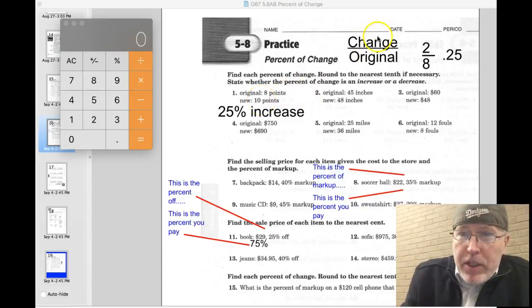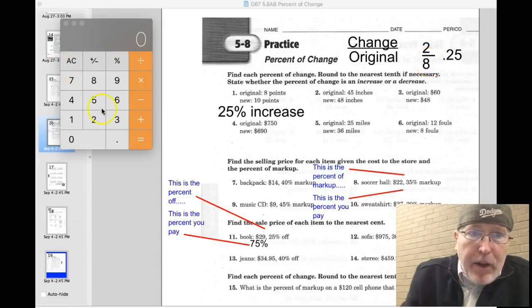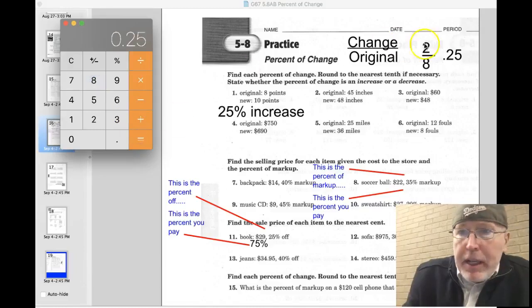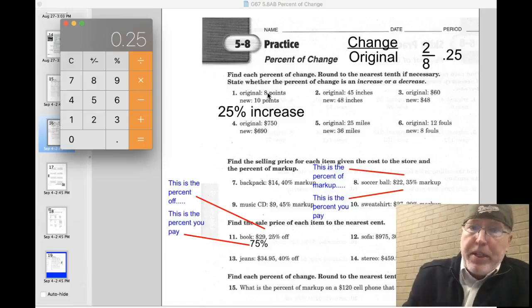The thing to remember on this is you put the change over the original and make a fraction. So if I take 10 points minus 8 points, I have 2 points. I put that over the original, and you get 2 divided by 8. Now you could pop that in a calculator or do it in your head. 2 divided by 8, you're going to get 0.25 here. And then to make that into a percent, multiply it by 100. You see that it's 25%. And it is an increase because it went from 8 points to 10 points. If it went from 10 points to 8 points, it would be a decrease.